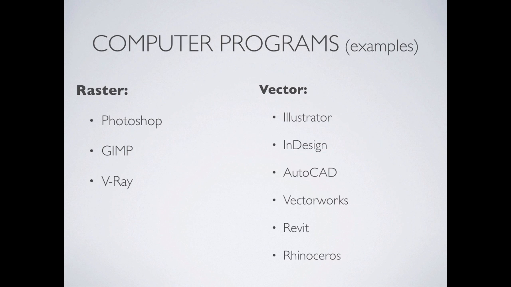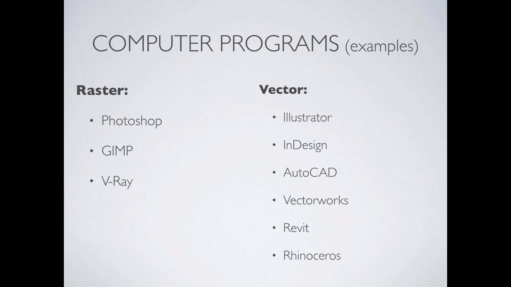So computer programs fall into basically two categories, the ones that we're using. We have the raster programs, which are things like Photoshop, GIMP, photo editing programs. And then we also have things like V-Ray, a rendering engine that generates a JPEG image. So anything that's generating a JPEG image or manipulating a JPEG or a photographic file is going to be on the raster side. The vector side, on the other hand, is going to be things like Illustrator.